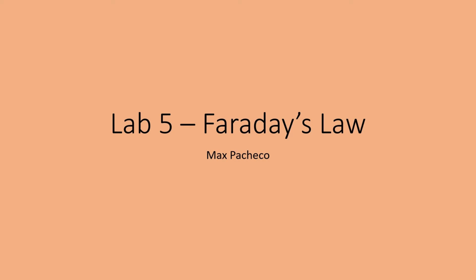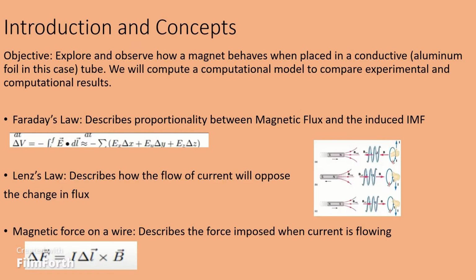This is Lab 5, Faraday's Law. As always, some quick introduction and some review of the concepts that we're going to be using in this lab. The objective is to explore and observe how a magnet behaves when it is placed in a conductive tube, in this case an aluminum foil tube, and then we'll build a computational model to compare the experiment and the computational results.